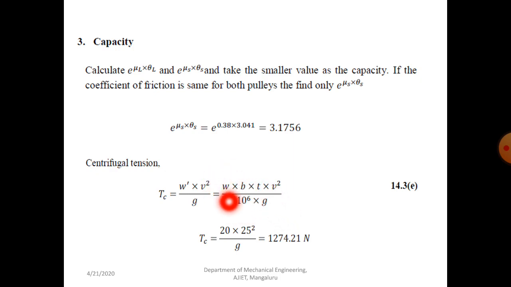If you have the W value, that is weight density, its unit is Newton per meter cube, but we have only Newton per meter, that is weight per unit length. That's why we use this equation. W dash is 20 and velocity is 25, so 20 into 25 square divided by g, where g is 9.81. After substitution, the value of Tc becomes 1274.21 Newton, which is the centrifugal tension in the belt.